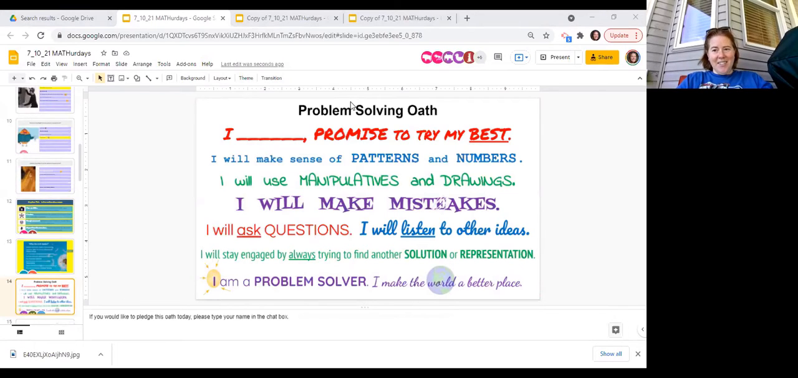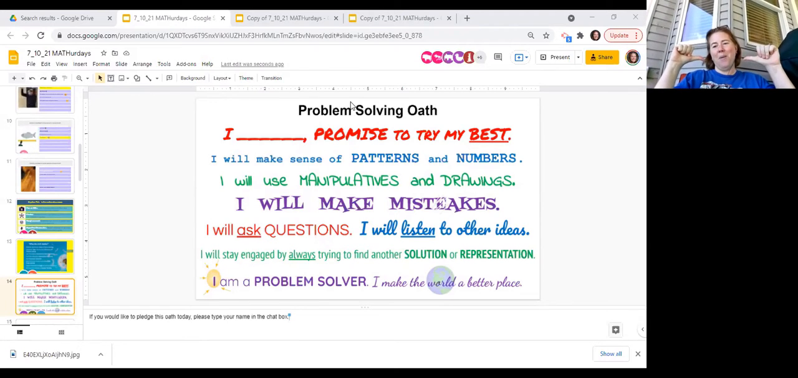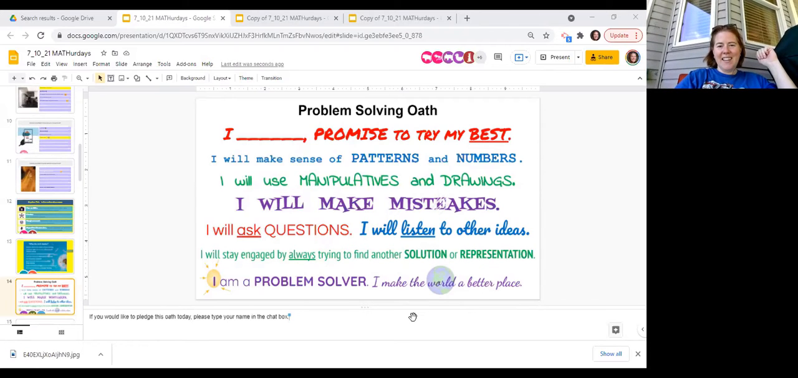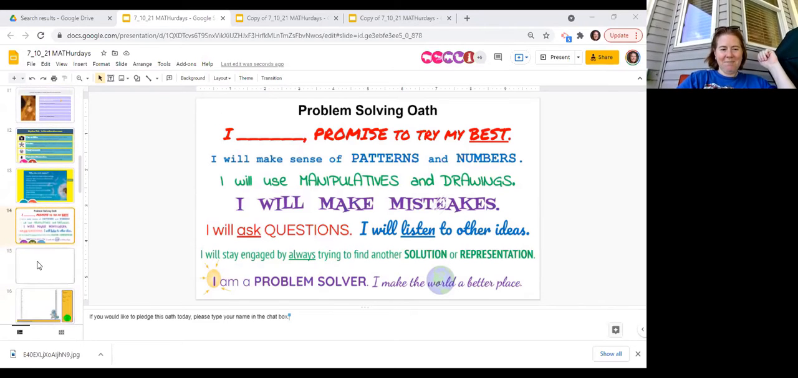It says, I, insert your name, Teresa, promise to try my best. I will make sense of patterns and numbers. I will use manipulatives and drawings. I will make mistakes. I will ask questions. I will listen to other ideas. I will stay engaged by always trying to find another solution or representation. I am a problem solver. I make the world a better place. If you'd like to make that pledge, oh my goodness, I already see so many names in here. Fabulous. Let's jump right in.